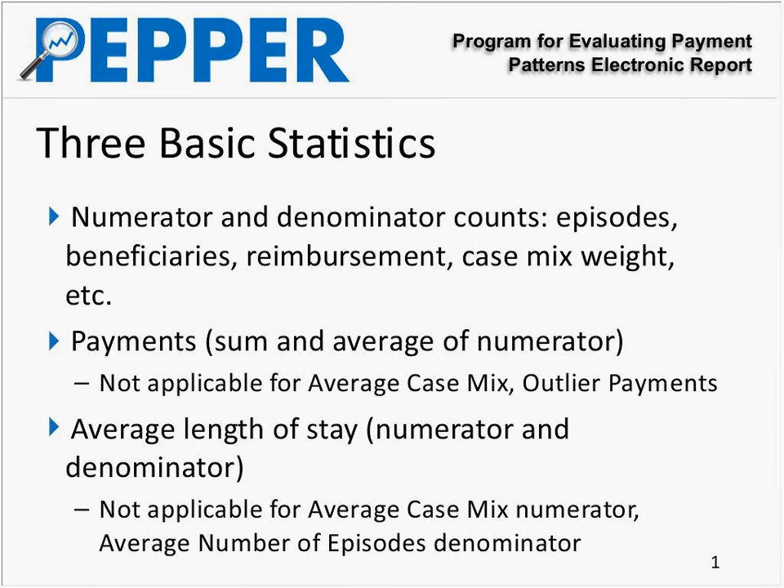Home Health Agency data are summarized by target area and by time period in three basic ways. We generate the target or numerator count and the denominator count for each target area and for each time period. The numerator and denominator counts are used to calculate the agency's target area percent or rate, which is an important statistic in the Pepper. We also summarize payment information to provide the average Medicare payment and the sum of Medicare payments for each time period. Note that this is not applicable for the average case mix and the outlier payments target area.